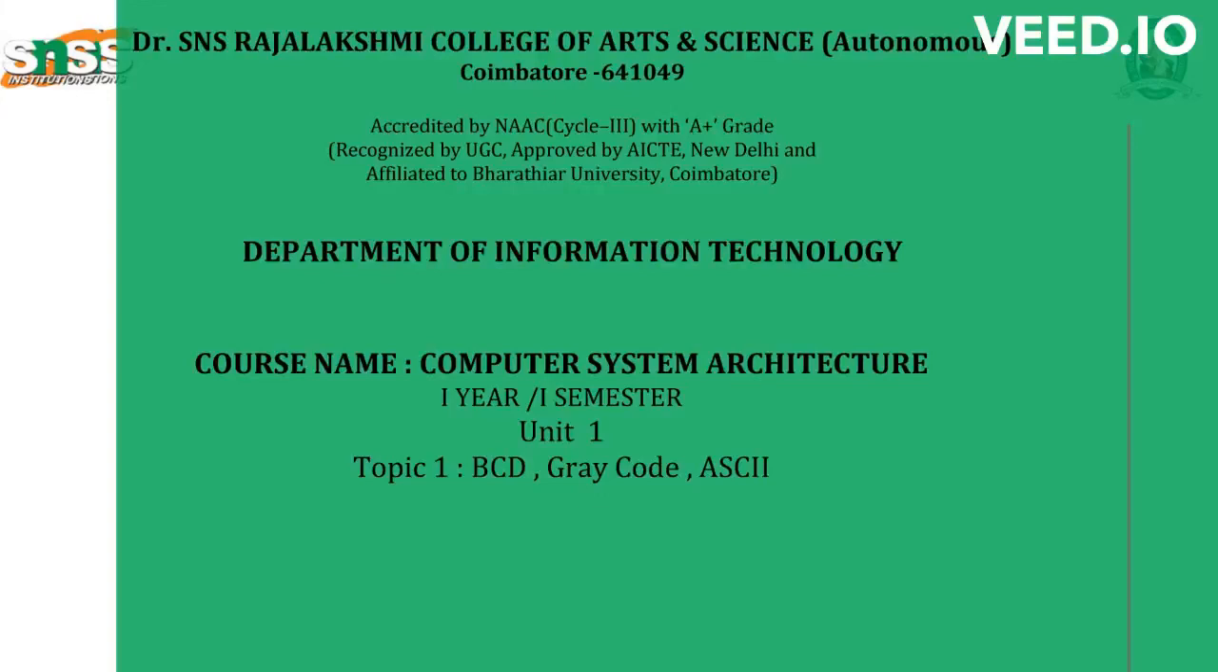Today we are going to see the topic computer system architecture. In that we are going to see what BCD, gray code and ASCII code are and how a decimal number or a binary number could be converted into BCD or gray code or ASCII code. So let us see one by one.